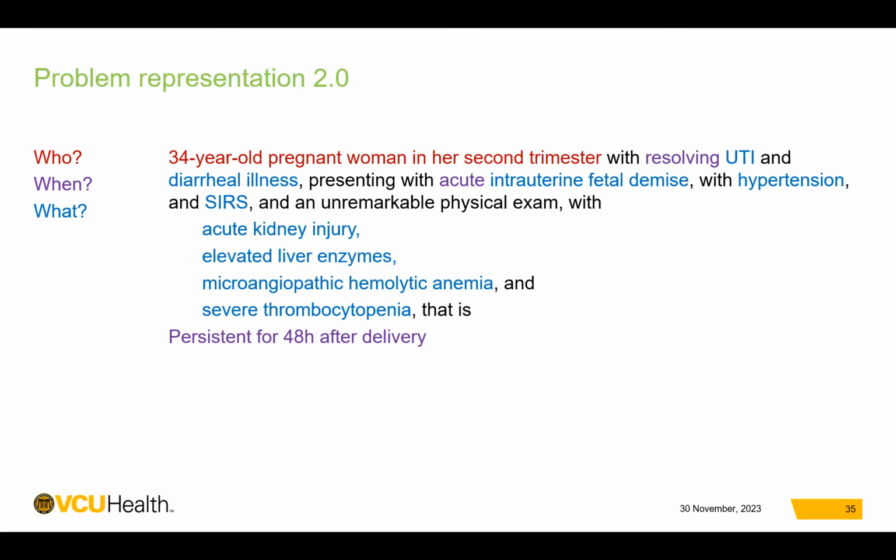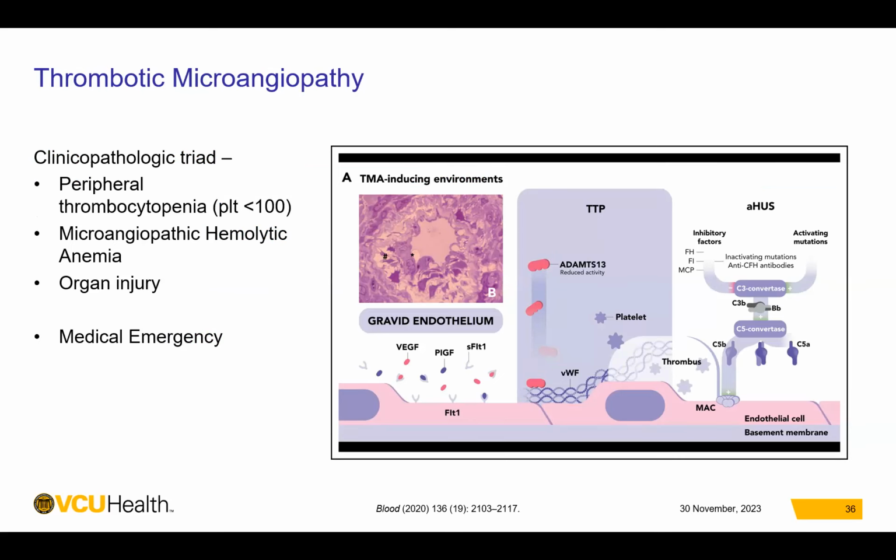So we have a 31-year-old pregnant woman in her second trimester with resolving UTI and diarrheal illness who presents with acute intrauterine fetal demise, hypertension, and SIRS, an unremarkable physical exam with acute kidney injury, elevated liver enzymes, microangiopathic hemolytic anemia, and a severe thrombocytopenia that persists 48 hours after delivery. All right. So when you have the constellation of thrombocytopenia, microangiopathic hemolytic anemia, and organ injury, that's a syndrome that is described as a thrombotic microangiopathy.